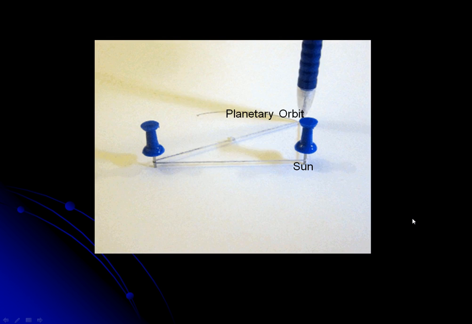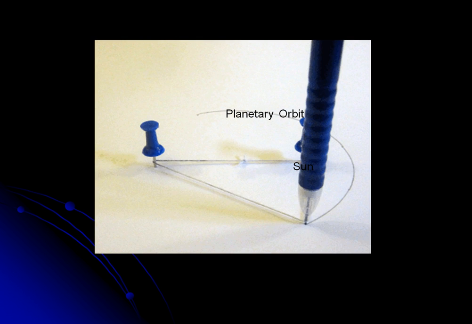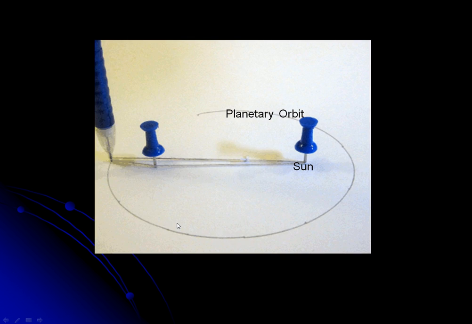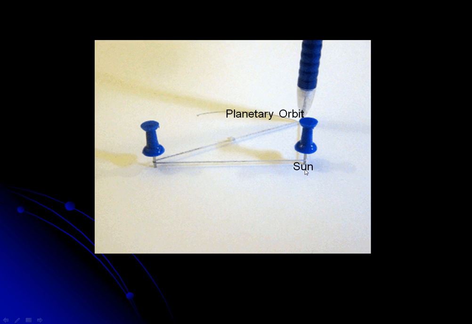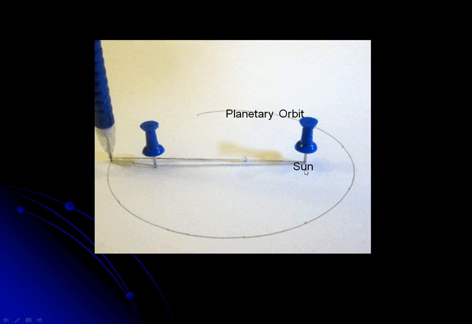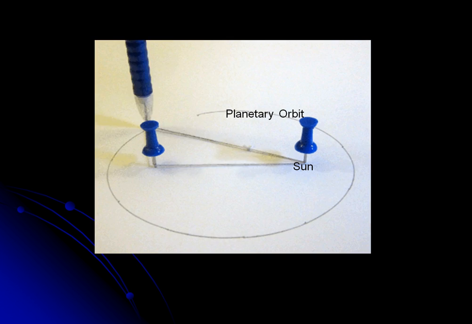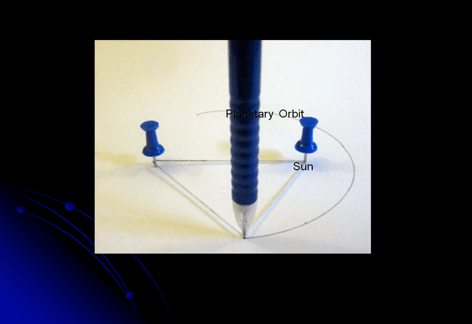This is how we draw an ellipse, typically. The planetary orbit is being drawn by the pencil, and the sun is one of the foci. All planets have a slightly elliptical orbit, not perfect circles.